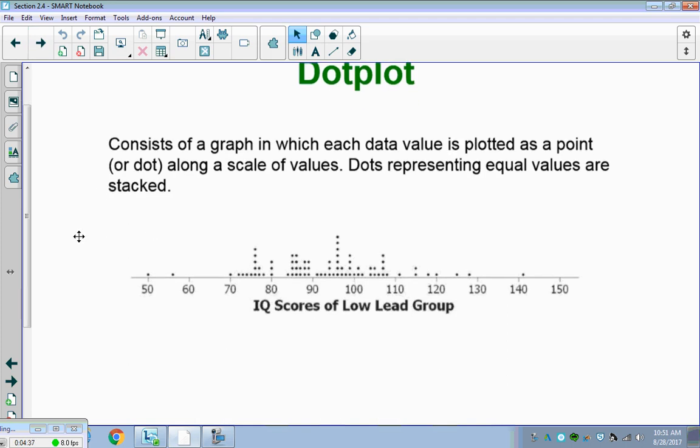Another one is a dot plot. This is the IQ scores of a low lead group. Each dot represents 1. So if I look at 80, there's actually 3 people in the study that had an IQ of 80. If I look at 100, exactly 100, there's only one, but you can see there's two just above it and another one, and it represents each piece of data. Okay?